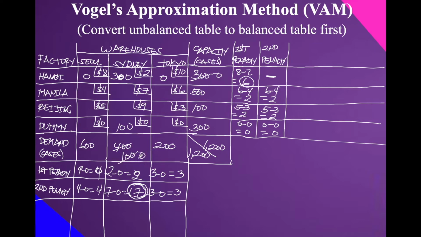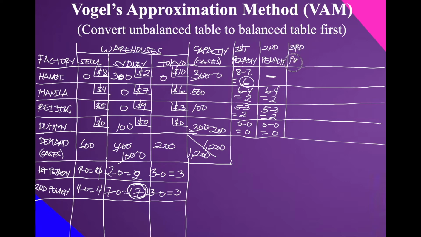This will be 0. And kung 0 na yan, wala na rin siyang kailangan sa Manila na factory. Wala na rin siyang kailangan sa Beijing na factory. And this will be 200. 300 minus 100 is 200. That's it, no? For the second penalty. Let's have now our third penalty.